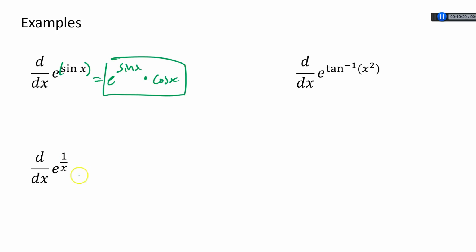Pretty cool. Let's do this one. That's going to be e to the 1 over x. Leave that alone, multiplied by the derivative of 1 over x. That's x to the negative 1, so that's going to be negative x to the negative 2. Rewrite that as negative e to the 1 over x, maybe over x squared like that.